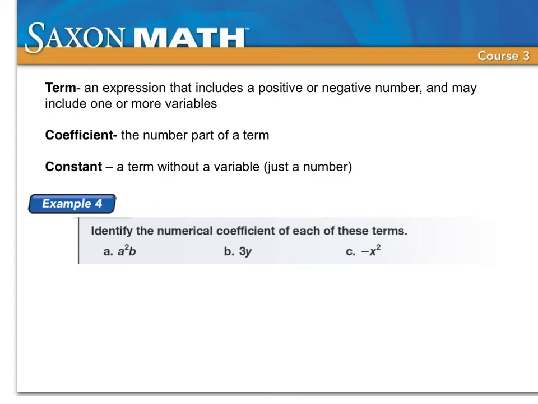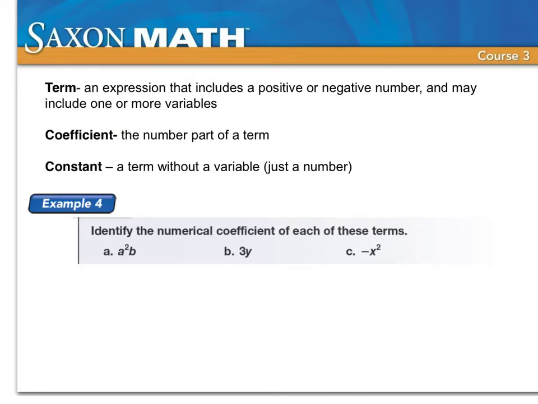Alright, now we're on to the second half of this lesson, okay? Part 2. Told you this is a big lesson with a lot of information here. So things we need to know still. A term is an expression that includes a positive or negative number and may include one or more variables.